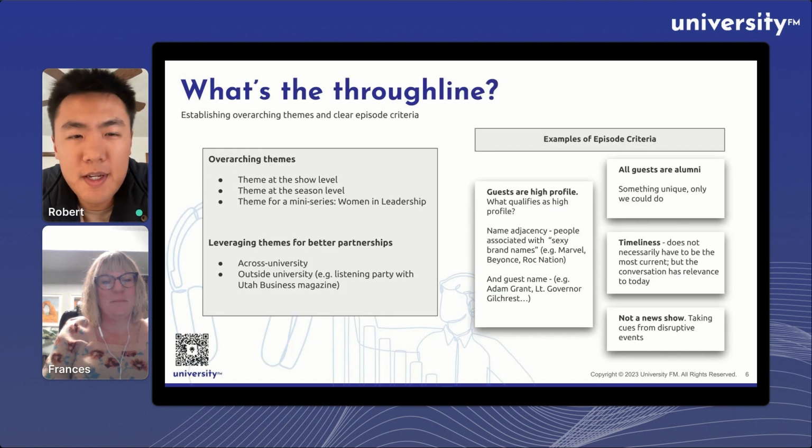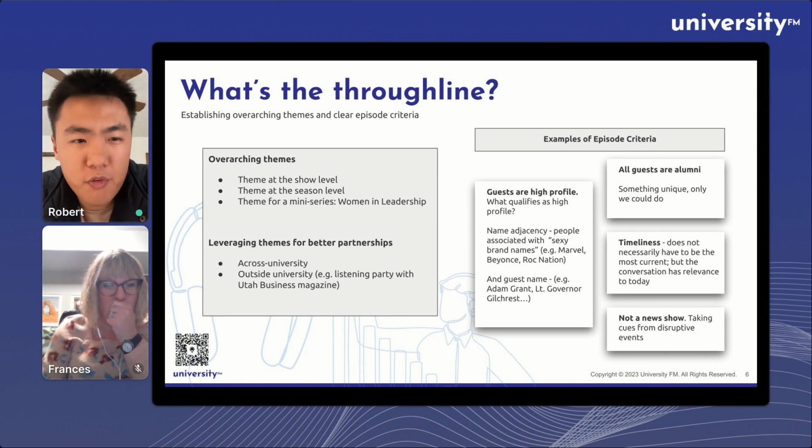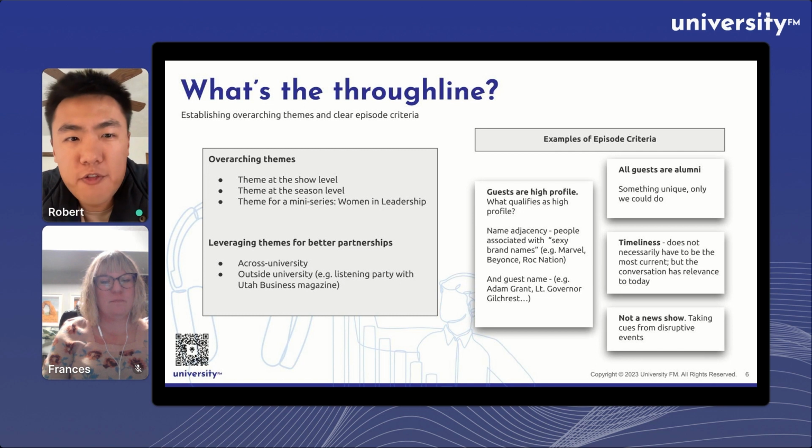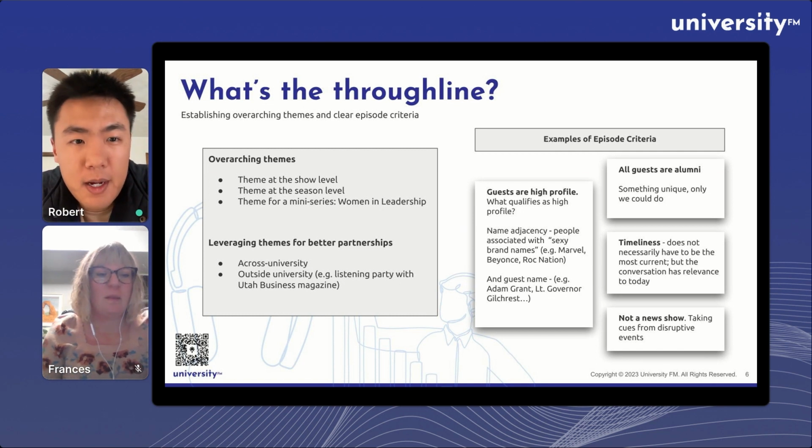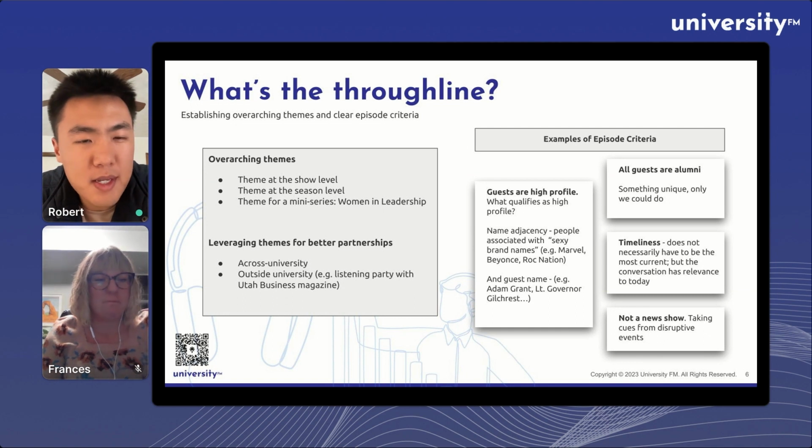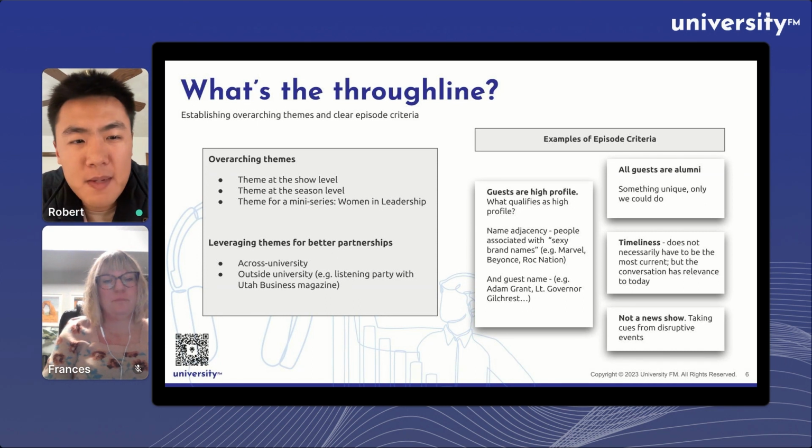And the next question to answer is, okay, after we define the audience and are clear on that, what's the through line for all of our episodes and for what people should be expecting from the show as a whole? So just starting from the left here, let's cover a little bit about overarching themes. There's three ways that we can think about this. One is, what are the themes at a show level? What are the themes at a seasonal level? And then what are themes for maybe a mini series, if that is a part of the podcast strategy?